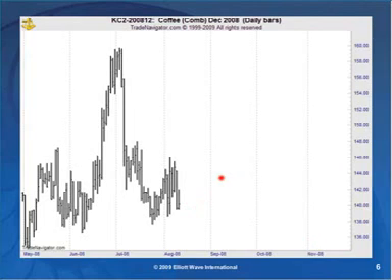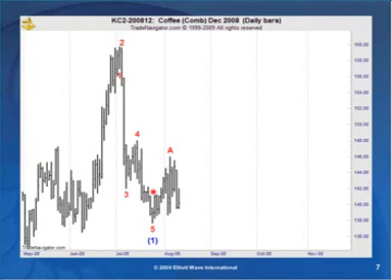Let me put some wave labels on here. I've labeled this decline 1, 2, 3, 4, 5, and I'm calling this wave 1. And now I see what seems to be a three-wave structure here, an ABC. So I'm calling this wave A of wave 2.